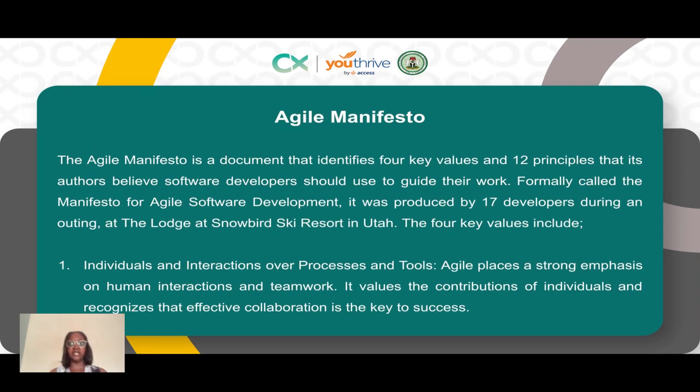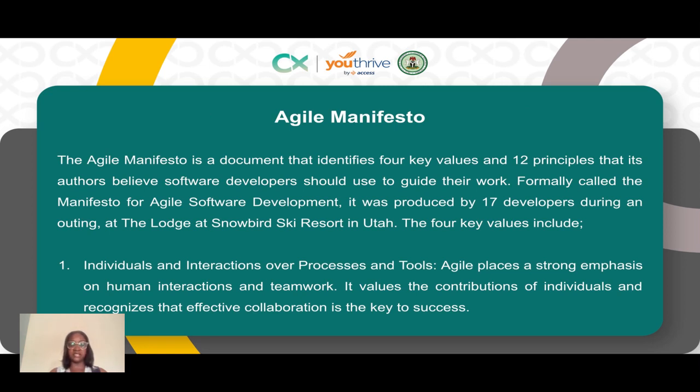The Agile Manifesto is a document that identifies four key values. So, an Agile Manifesto is essentially a document that guides Agile software development companies on how to implement Agile frameworks, how to build Agile teams, and just how to conceptualize Agile methodologies. Now, the Agile Manifesto was officially created by about 17 software developers, and it was created with the intent to improve software development processes at companies. There are four key values included in the Agile Manifesto and 12 principles.